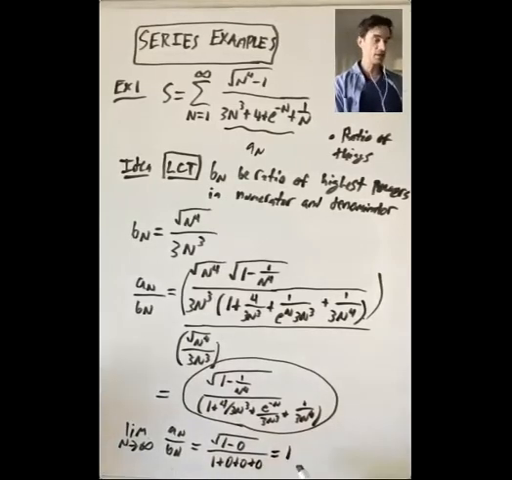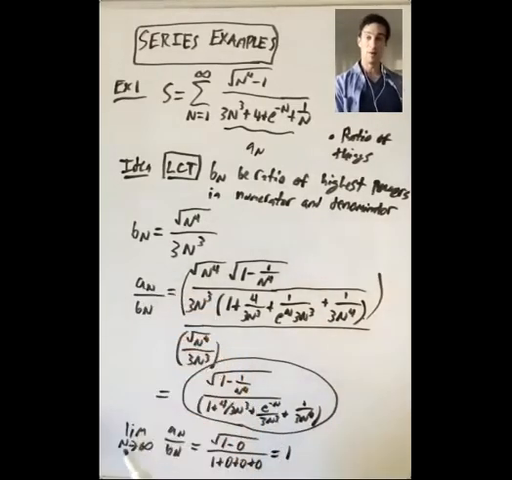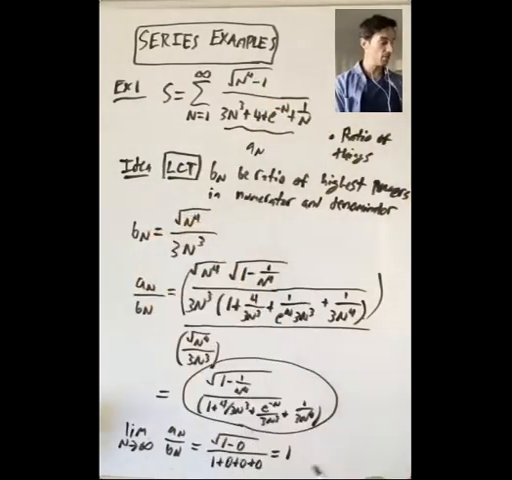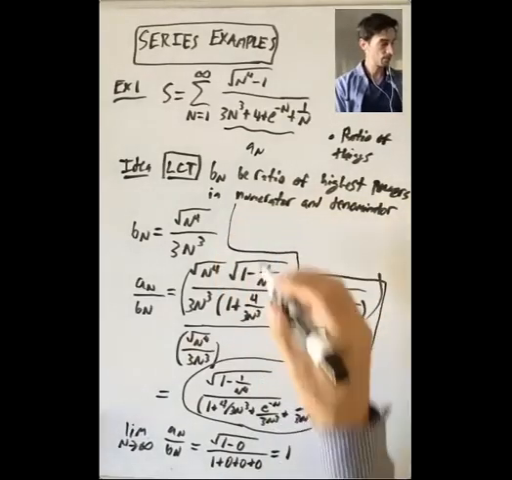So what does the limit comparison test say? When the ratio of an over bn approaches some real number c not equal to 0 and not equal to infinity, something like 1, then the an series converges if and only if the bn series converges. Okay, so how do we decide whether or not the bn series converges?